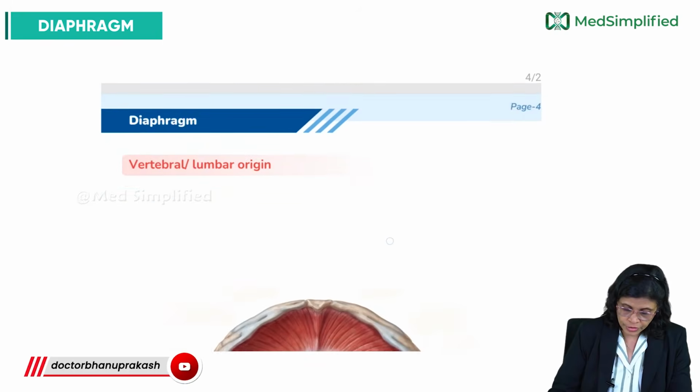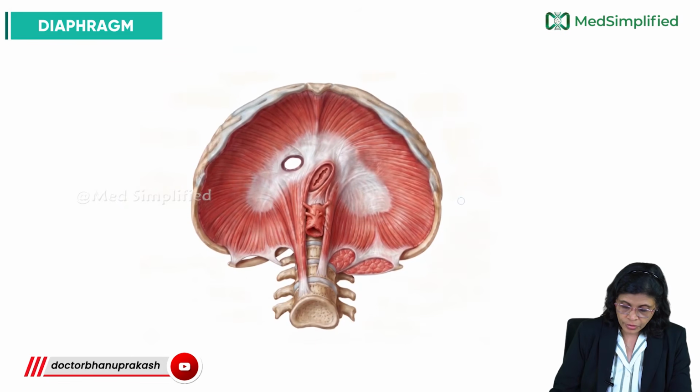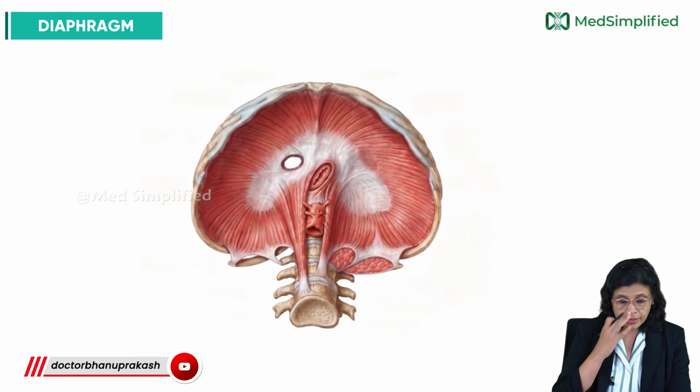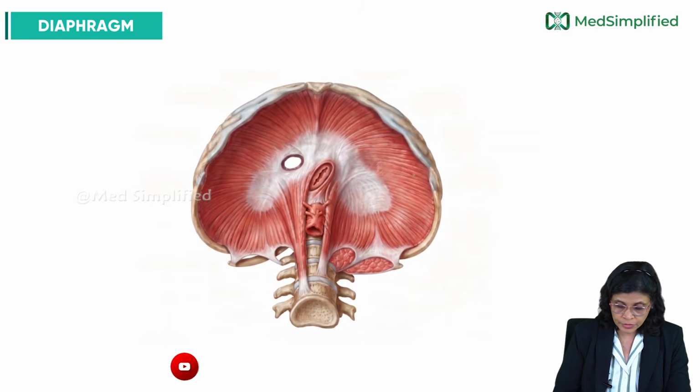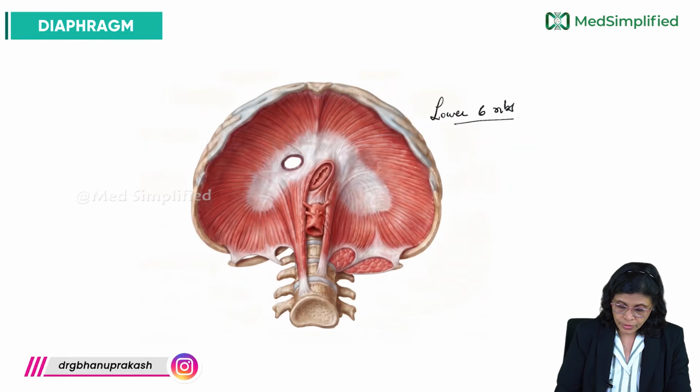So the costal origin was from the inner surface of the lower 6 ribs, near the costal cartilages, we have this origin. And then the vertebral part, from the upper 3, we have the right crura coming here, and from the upper 2, the left crura coming here.